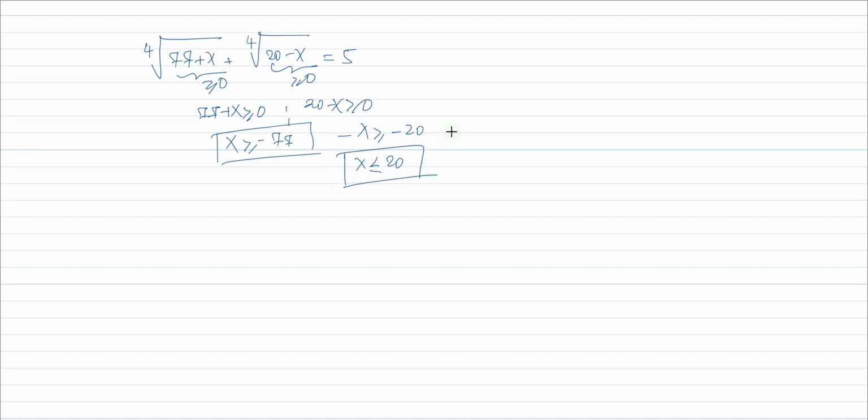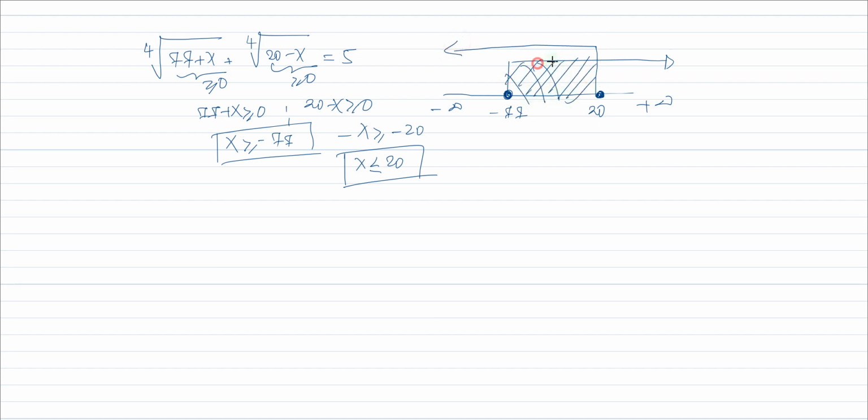So representing it, we will have something like this. We'll have a closed point here at minus 77, and here we're going to have 20. This goes from minus infinity to plus infinity, so we will have something like this. There are going to be solutions only in this interval here. So we have minus 77 less than or equal to x and x less than or equal to 20. This is what we have to consider as our solutions.